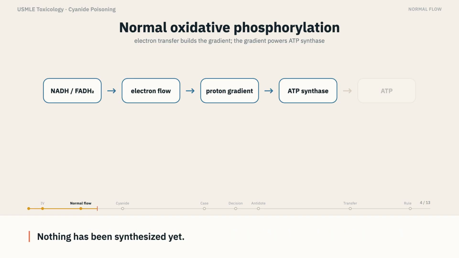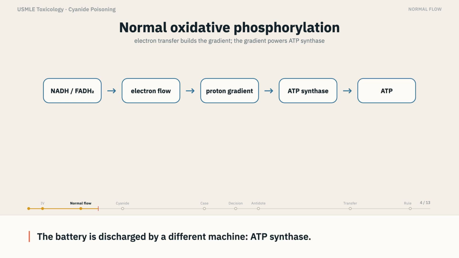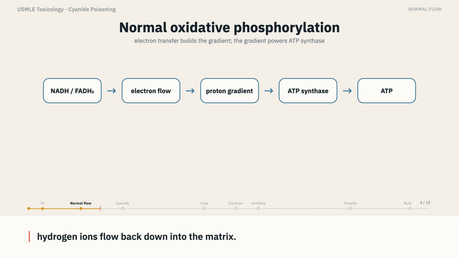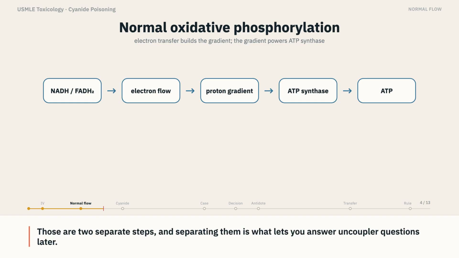Nothing has been synthesized yet. All that exists is a charged battery. The battery is discharged by a different machine, ATP synthase. It is also embedded in the inner mitochondrial membrane, and it contains a channel that lets hydrogen ions flow back down into the matrix. That flow drives it to join ADP and inorganic phosphate into ATP. So the chain does not make ATP directly. The chain makes a gradient. The gradient makes ATP. Those are two separate steps, and separating them is what lets you answer uncoupler questions later.